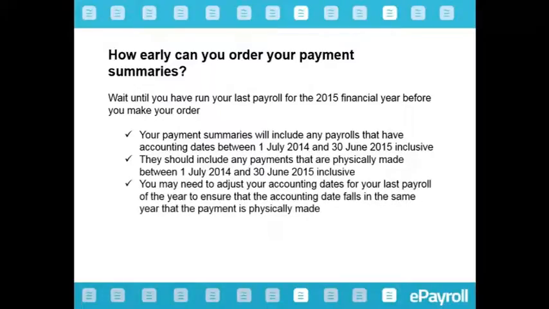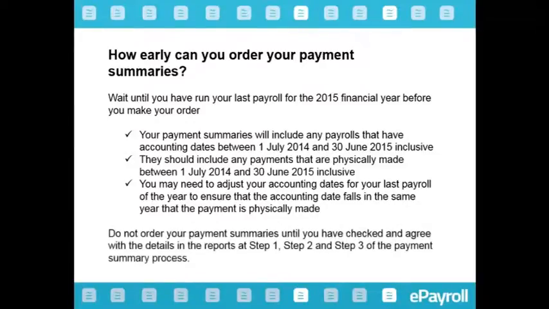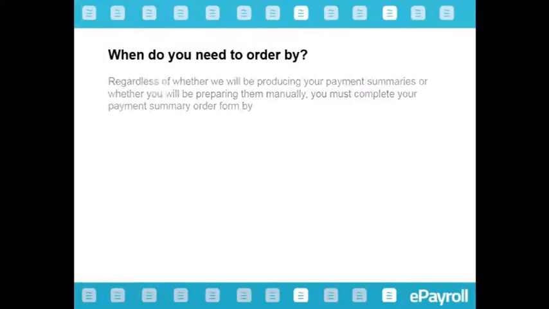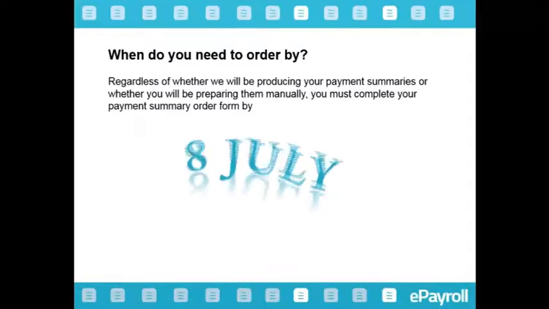And just so you know, you might need to adjust your accounting dates for your last payroll for the year to ensure that the accounting date falls in the same year that the payment is physically made. You also shouldn't order your payment summaries until you've checked and agreed with the details in the reports at step 1, step 2 and step 3 of the payment summary process. Regardless of whether we're producing your payment summaries or not, you'll need to complete your payment summary order form online by the 8th of July.